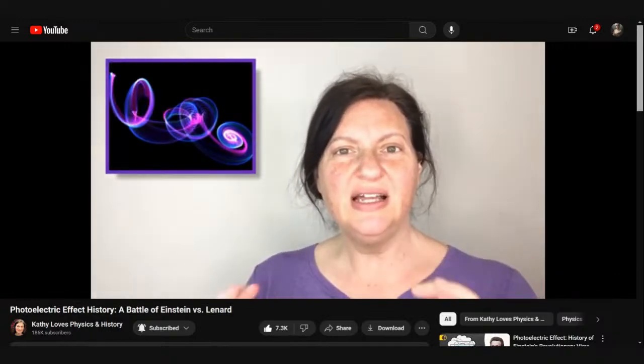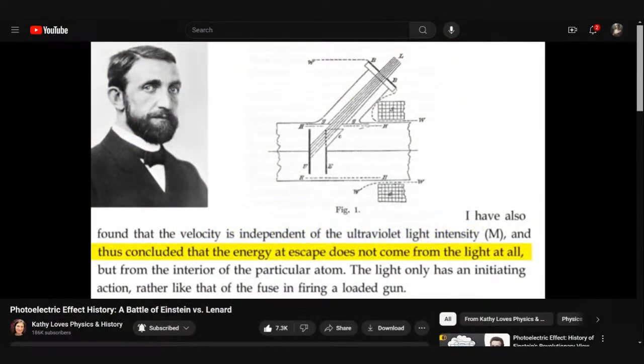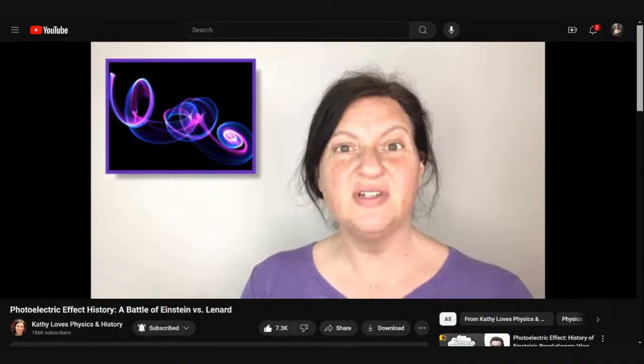What did this mean? Well, Leonard had an interesting, but it turned out wrong conclusion. Leonard thought that since the speed of the electrons was independent of the intensity of light, the energy didn't come from the light at all. Instead, he thought the light released energy inherent in the molecule, like, quote, the fuse in firing a loaded gun. This triggering theory was generally accepted as true, and even as late as 1909 was written as one of the generally accepted laws of physics.